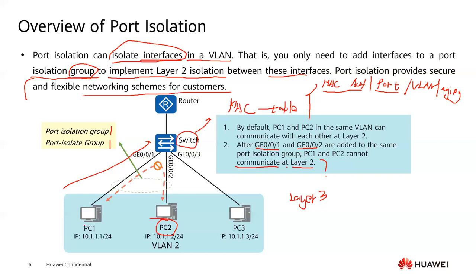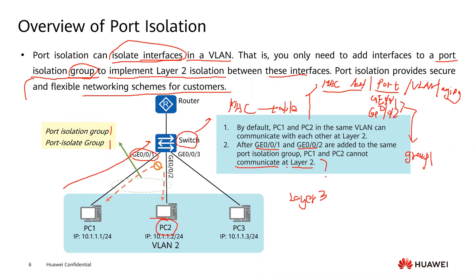Now, PC1 sends a frame to PC2. The switch receives this frame. By searching the MAC address table, it will know this frame is from this interface, and its destination is in the table. And we shall know that they belong to the same port isolation group. If they are in the same group, the switch will drop this frame.